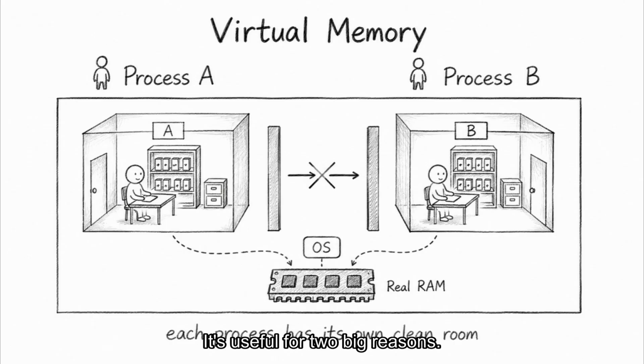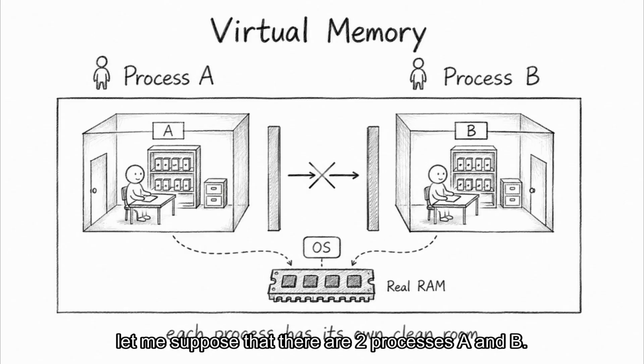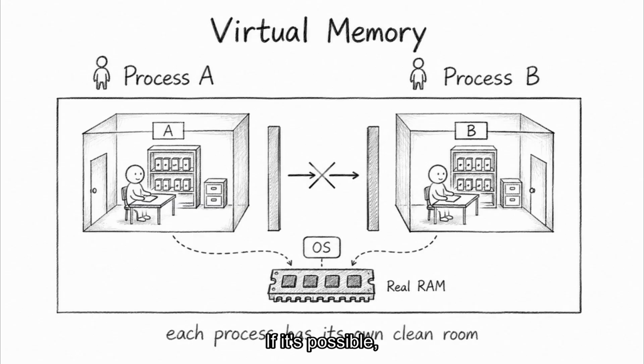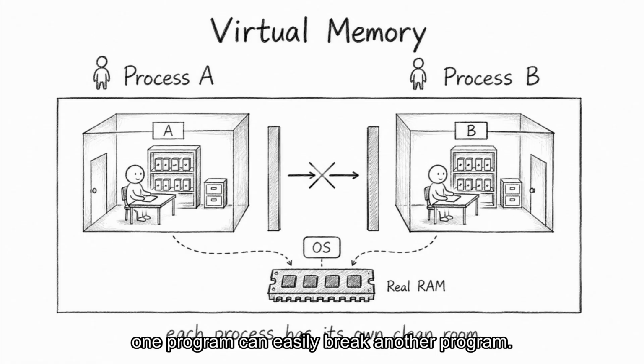It's useful for two big reasons. First, it protects processes from each other. Second, it allows the system to run programs even when RAM is limited. Let me suppose that there are two processes, A and B. Process A should not touch process B's memory. If it's possible, one program can easily break another program. Virtual memory can prevent it. Each process has its own virtual address space, so processes are all separated from each other.